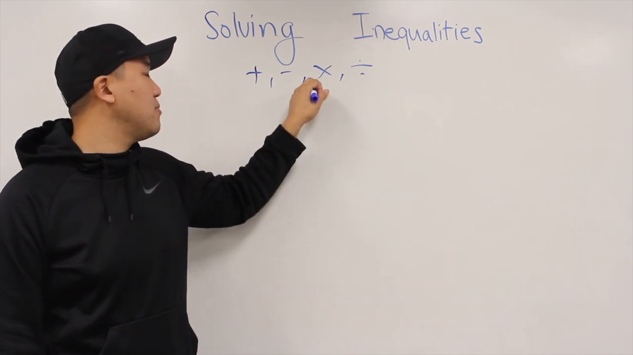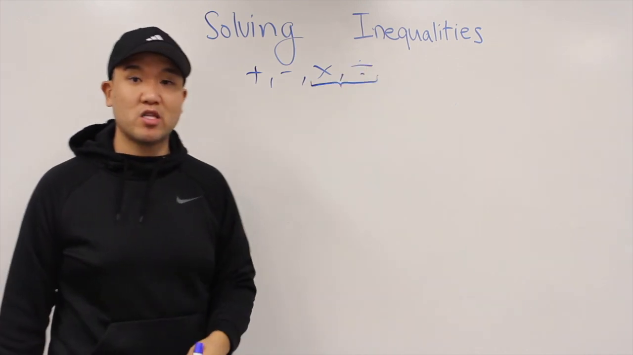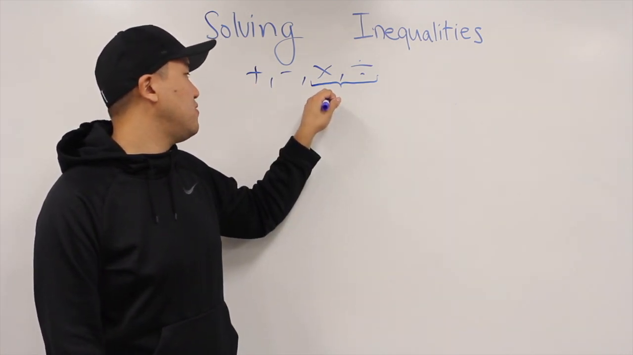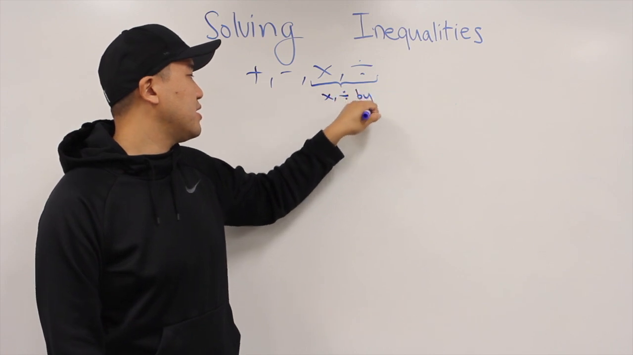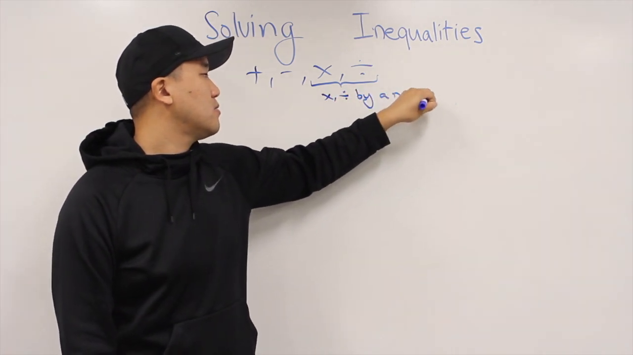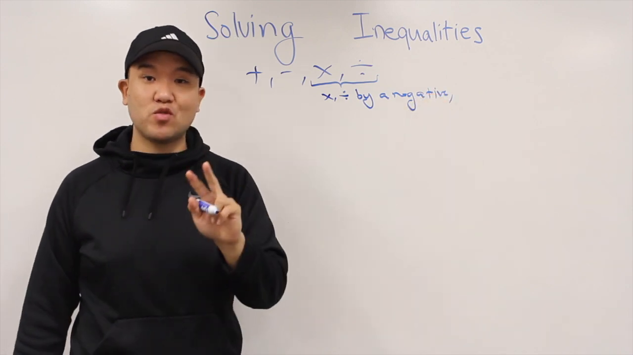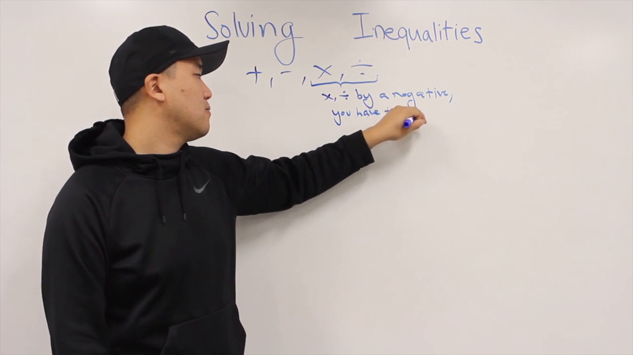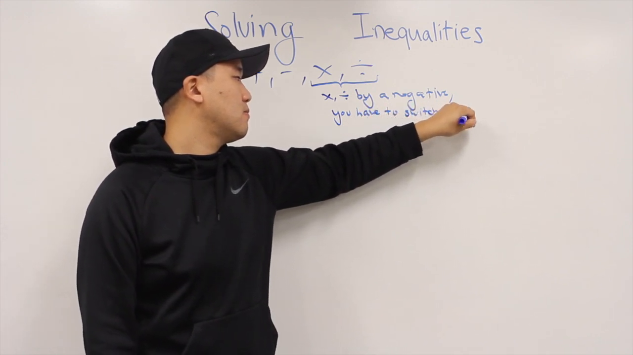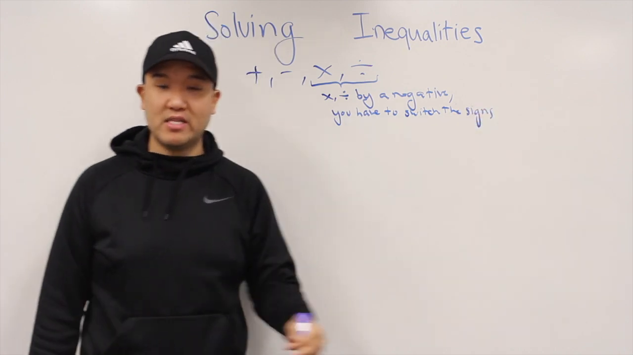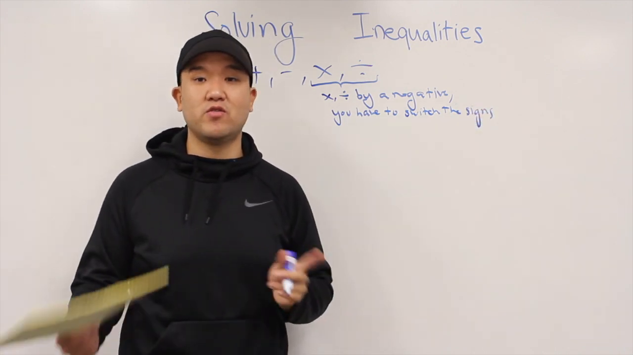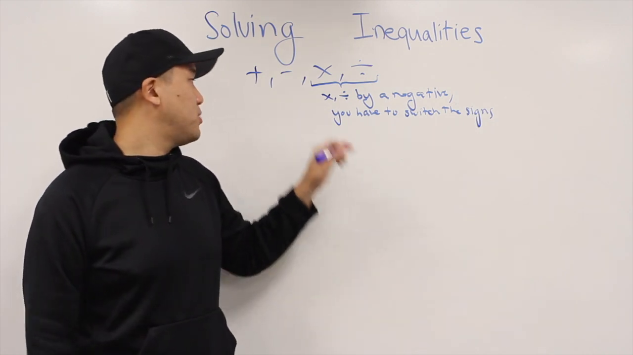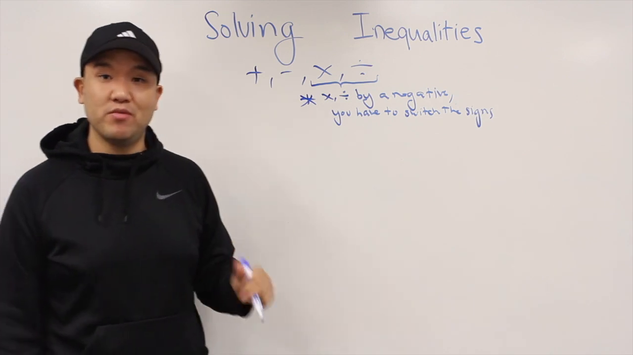The only thing you have to remember, the only rule you need to know for your notes, is if you multiply or divide by a negative, you have to switch the signs. So if it was less than, then you have to make it greater than. If it's greater than, you have to make it less than. That's a very important step that a lot of kids tend to forget. So put an asterisk next to it. You have to remember this one.